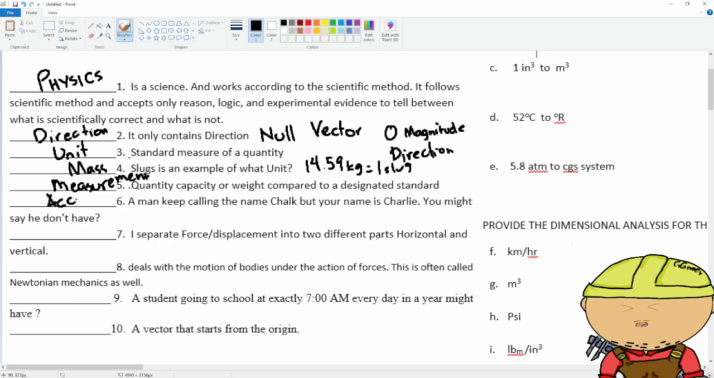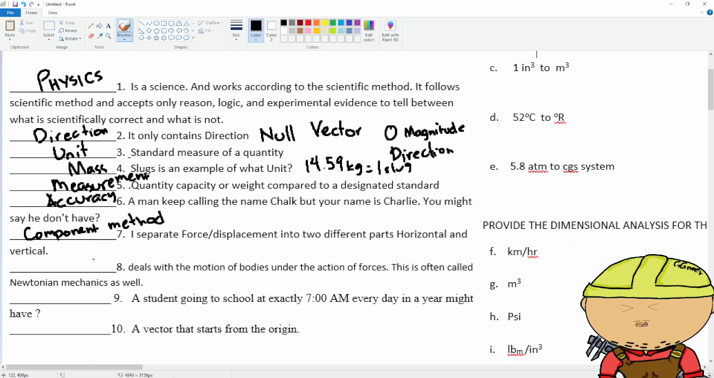This is probably accuracy. I separate force displacement into two parts: X component and Y component, or horizontal and vertical component method.